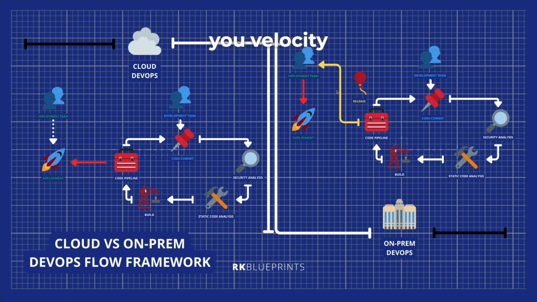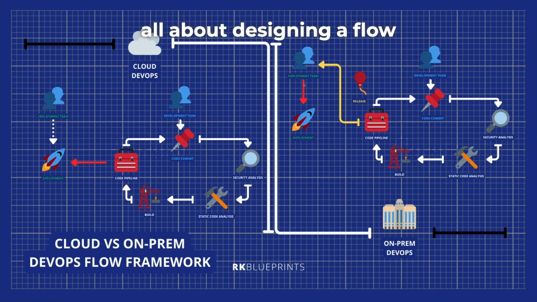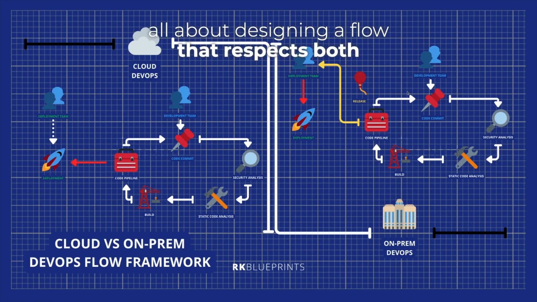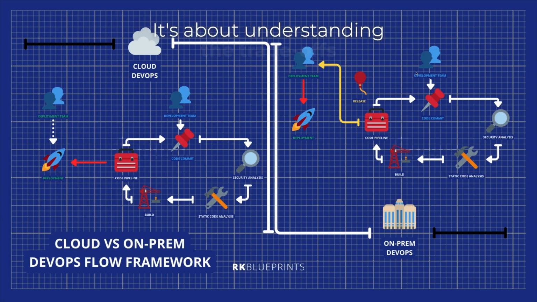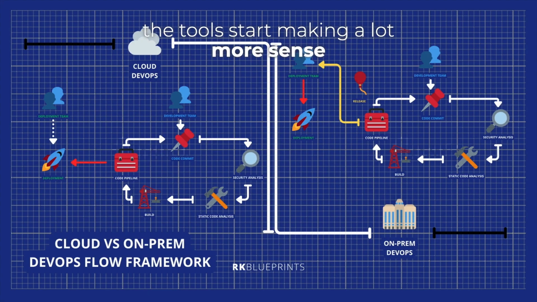Cloud gives you velocity, on-prem gives you control, and DevOps is all about designing a flow that respects both. This framework isn't about choosing sides. It's about understanding the trade-offs so you can design pipelines that actually work in the real world. Once you understand that difference, the tools start making a lot more sense.